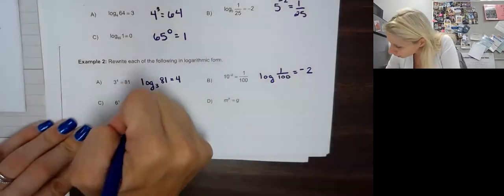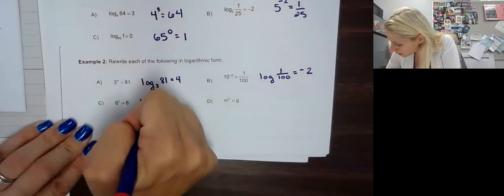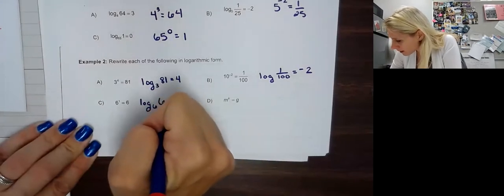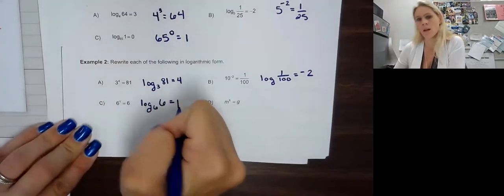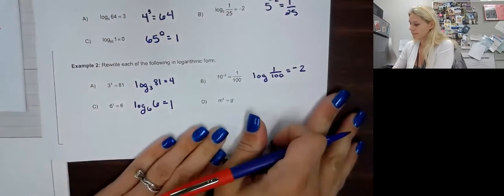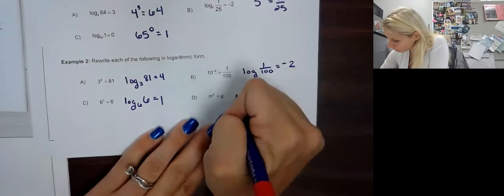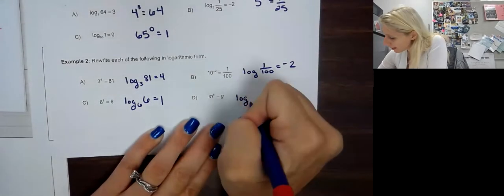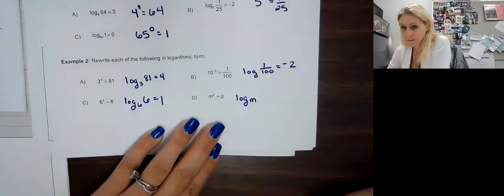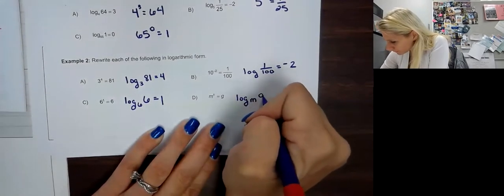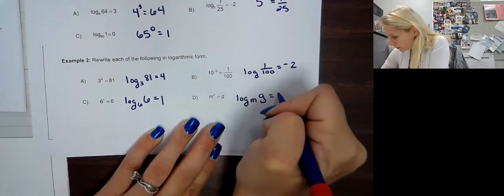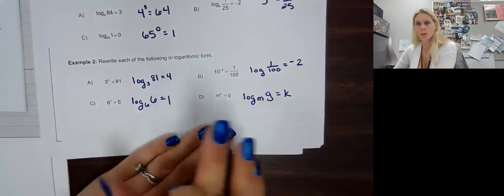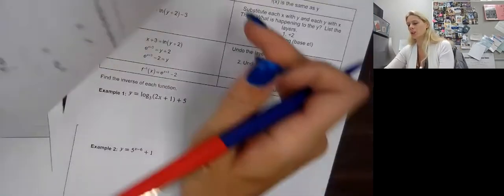All right, log, the base is 6, the x is 6, and the exponent is 1. Let's see if we can do a general one. So log, which one is the base in here? Well, it's the m. The x value is g equals the exponent of k. Make sure your bases are down below like a subscript so we don't mix up that it's not multiplication. Okay?